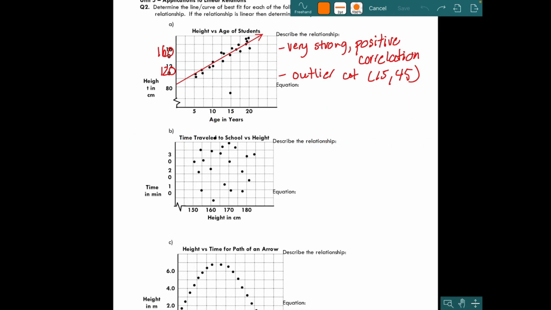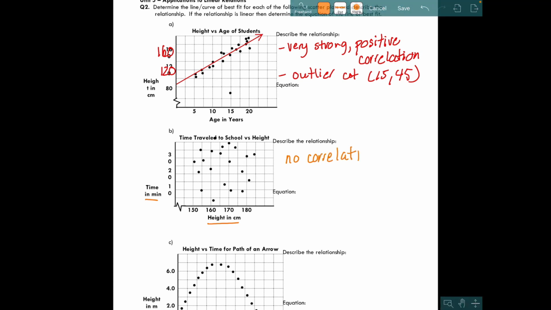Question B says that we have a graph where it's showing us time traveled to school versus height. So we've got height in the bottom, and we've got time in minutes up the side. And if you look at the graph, you can see that the dots are all over the place, which makes sense because your height really will have no bearing on how long it takes you to get to school. They're not connected in any way, so there's no correlation. So that's what we would write, no correlation.